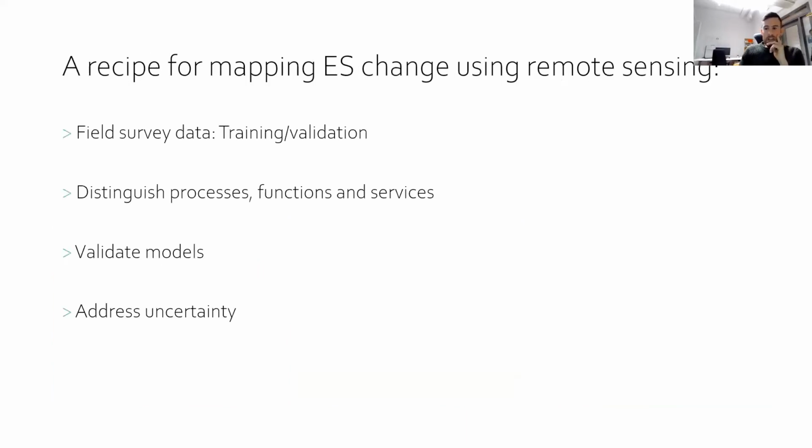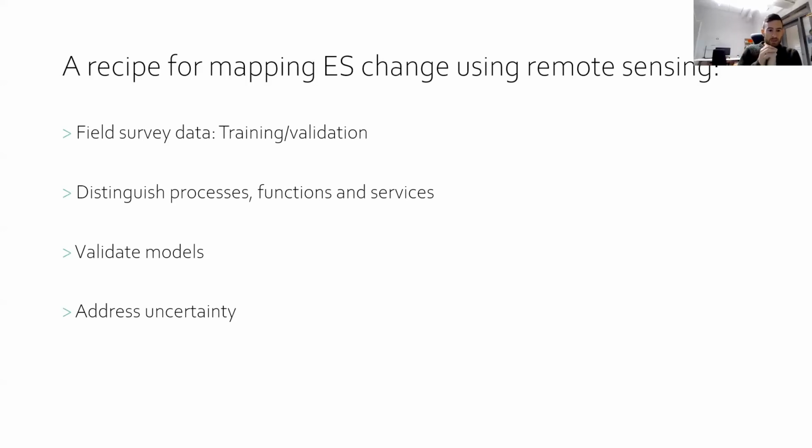So just to finish this, I give you my recipe for mapping ecosystem services change using remote sensing, and the 4 points that we should always try to keep in mind. First and foremost is the need of field survey data. Field survey data is going to help us train our models, but it's also going to help us validate our models so that we can actually see how far we are from reality with our remote sensing predictions.